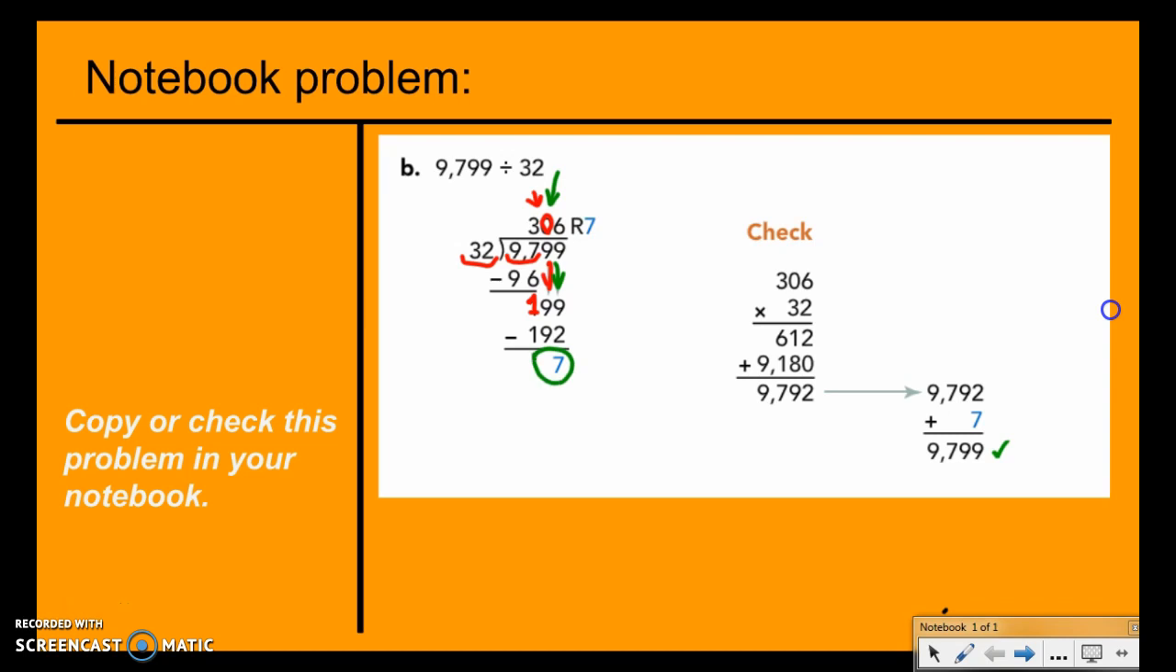Again, you are not done yet. You have to multiply your divisor by your quotient. 32 times 306 will give you an answer of 9,792. This does not match the number you have here. But we remember that we had a remainder of 7. So if you add 7 to it, will it give you the correct answer? Yes, it will. For the bazillionth time, guys, check your work, please. Make sure you have all of this copied down before you move on.